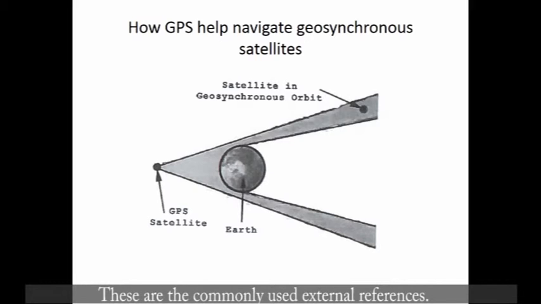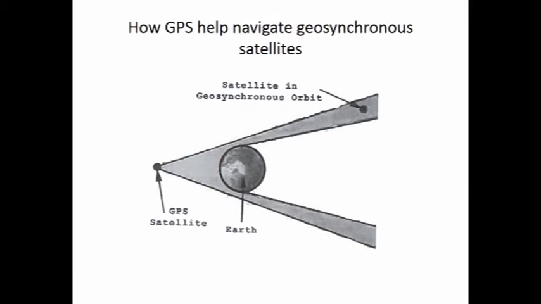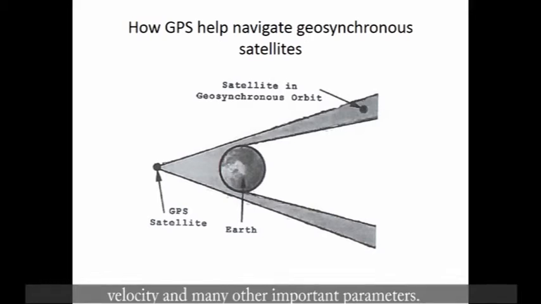These are the commonly used external references. External references, as important tools to assist initial navigation, help provide more accurate positioning to satellites, giving information on their orientations, velocities, and many other important parameters.